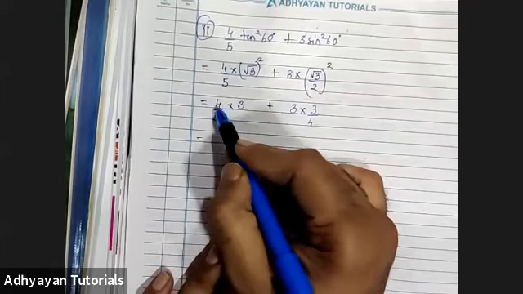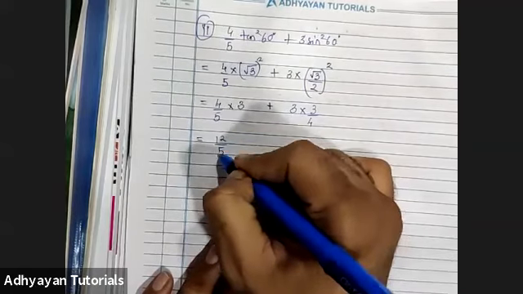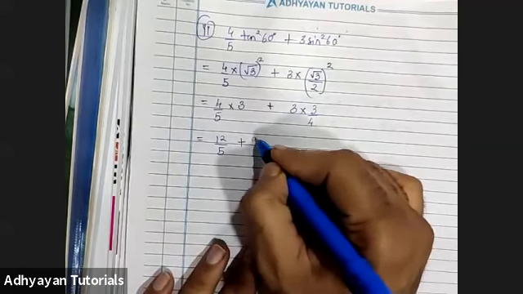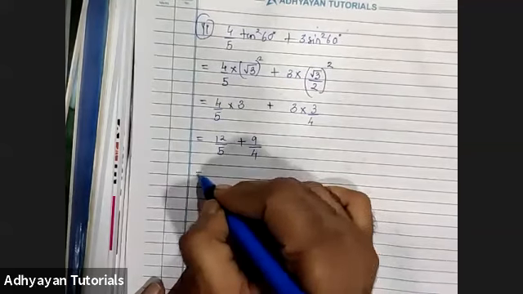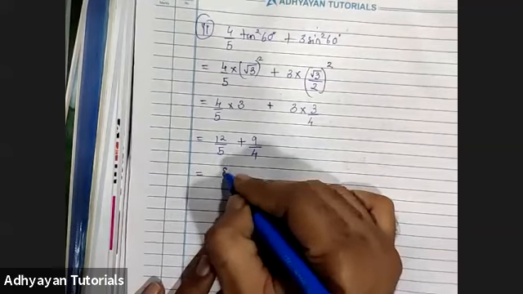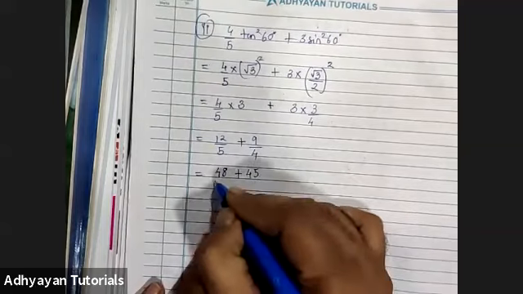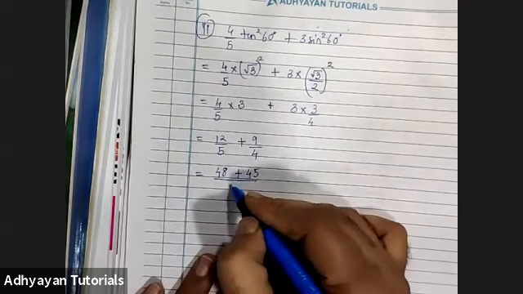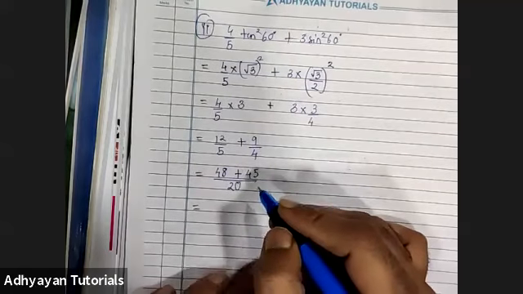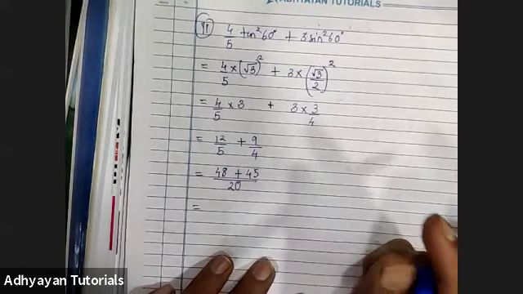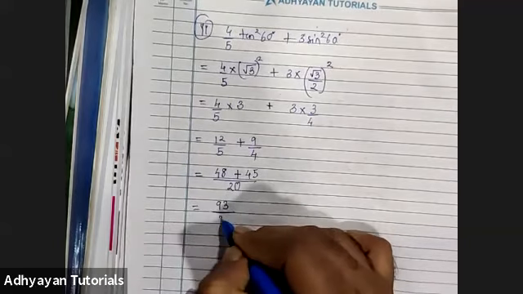So children, this time you just multiply the numerators. 4 into 3, 12 upon 5 plus 3 into 3, 9 upon 4. Now you can cross multiply. 4 into 12, the answer is 48 plus 5 nines are 45 upon 5 fours are 20. Now 48 plus 45, the answer has to be 93, right? 93 upon 20.